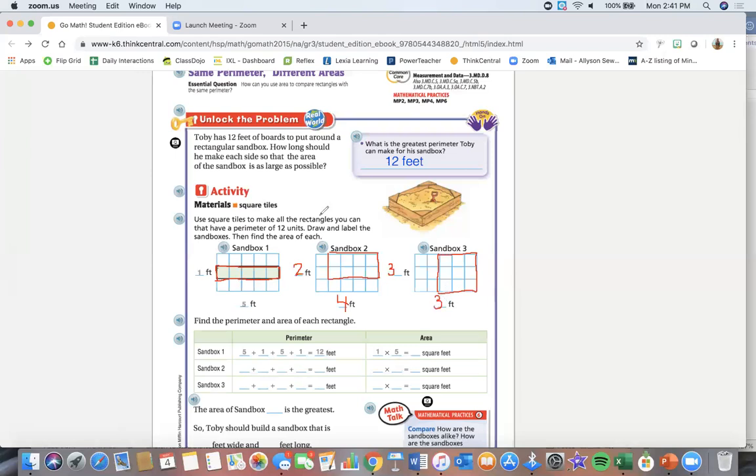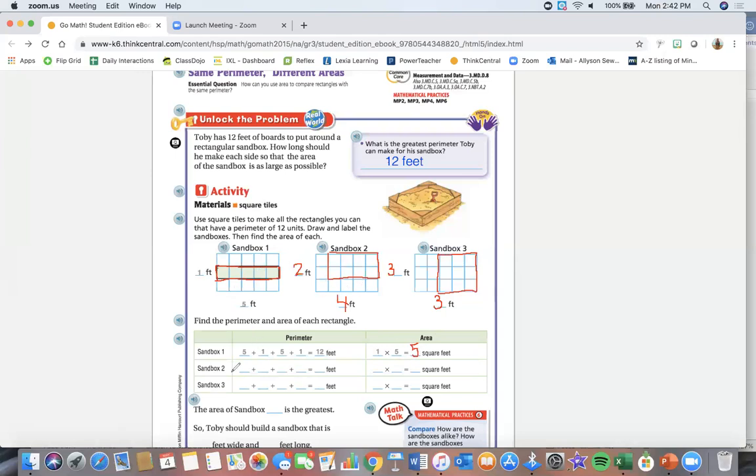All right, so now I have these 3 sandboxes made, and we want to figure out which one is going to have the biggest area. So they all have a perimeter of 12, but they are going to have different areas, and we want to find out which area is biggest or largest. So sandbox 1 has a perimeter of 5 plus 1 plus 5 plus 1, which equals 12. Now to find the area, we multiply the length times the width. So 1 times 5 is 5 square feet. So sandbox 1 has an area of 5 square feet.